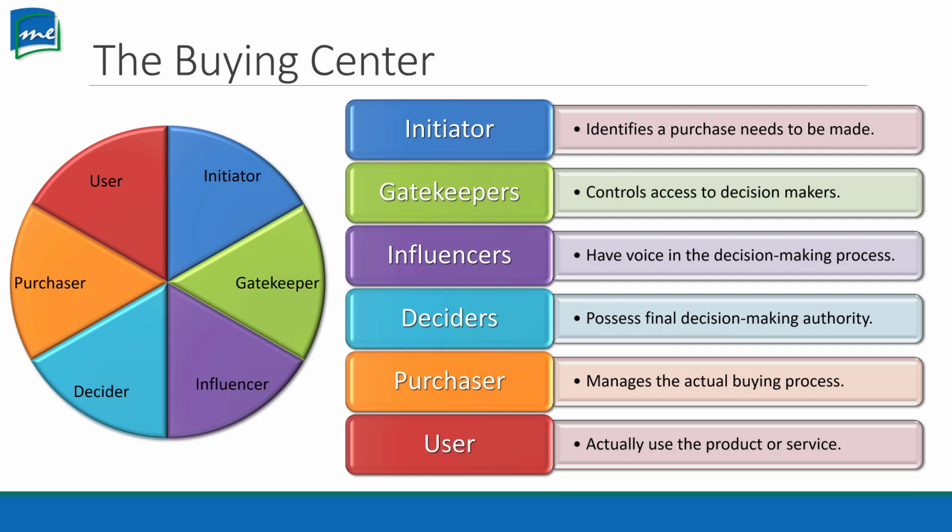The gatekeeper controls access to that decision maker. For example, this could be a receptionist, a secretary, an assistant. Could be an assistant manager. Could be anybody that keeps you from getting to that decision maker. Could be another management level before you get up to the person who says yes or no. Could be anybody.